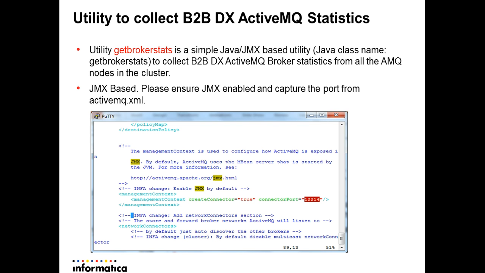The utility is JMX based, which is the Java Management Extensions. Please ensure that JMX is enabled in your ActiveMQ.xml and capture the JMX port from your ActiveMQ.xml file. I have a screenshot below which shows my ActiveMQ.xml. If I look for the term JMX, I can see that the connector port for JMX is 12214 in my case.